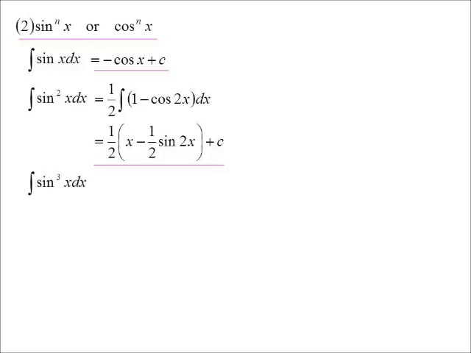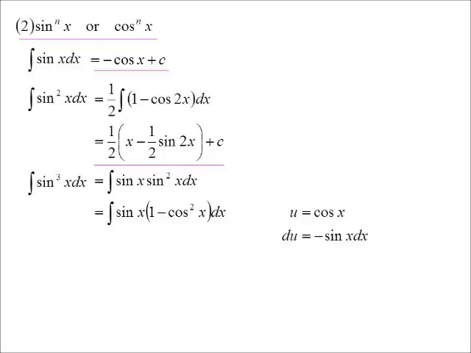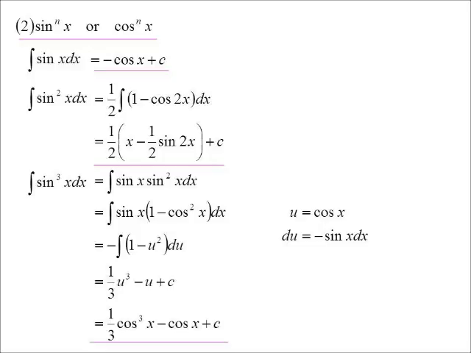Sine cubed, what to do? Going to rewrite sine cubed as sine times sine squared. Then sine squared I will change to 1 minus cos squared. But now I can do it by substitution. If I let u equal cos, then du is minus sine x. So I now have derivative times function. So I have minus the integral of 1 minus u squared du. And now we can just integrate and sub back in for u.